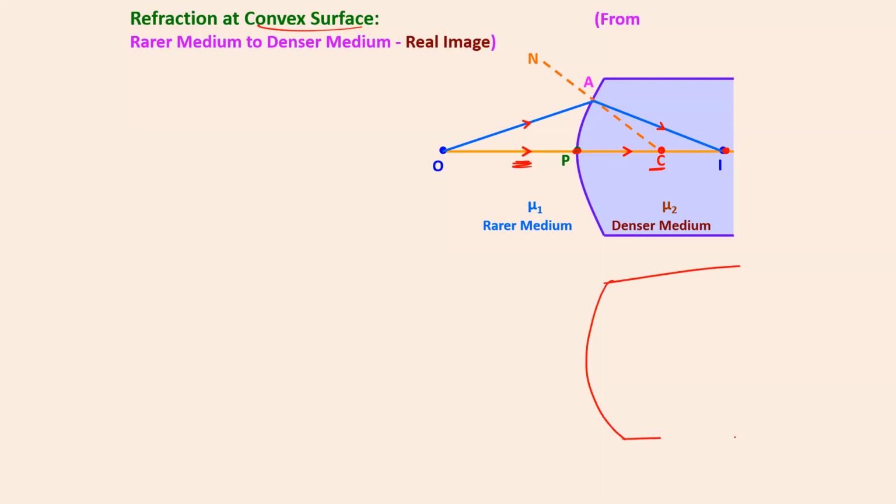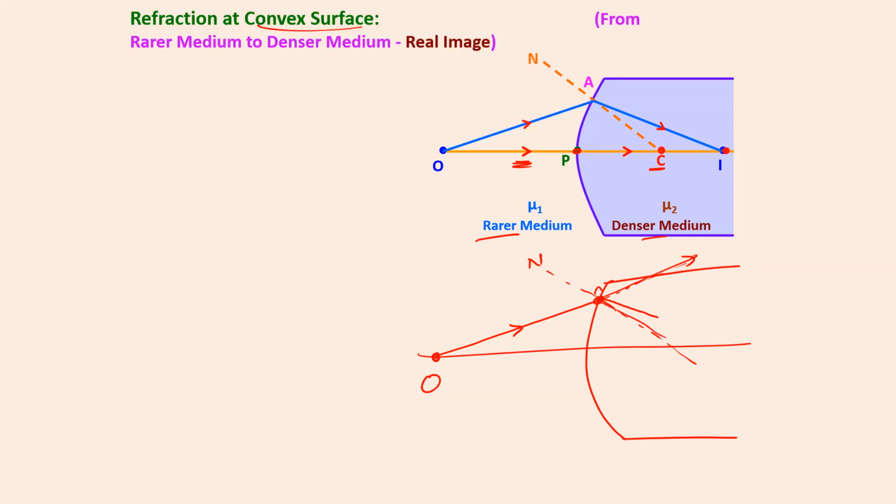Okay, this is your surface, and this is my principal axis, fine. Please consider this as a rough diagram. You can follow the top one, and at some point I'm going to draw a normal. Normal means 90 degrees at that point. I'm going to name it N, and I know my ray is going from rarer to denser. That means it is going to bend towards the normal. So it is not following this path; instead, it is bending towards the normal.